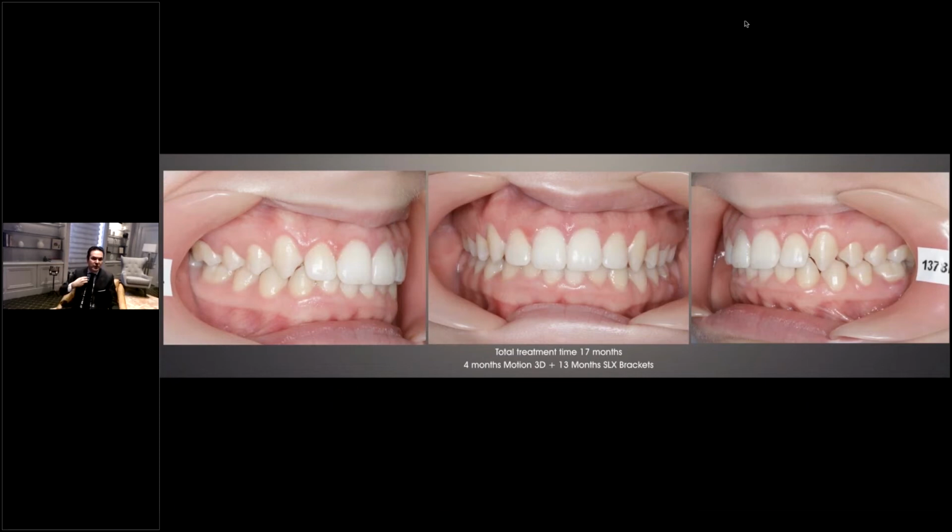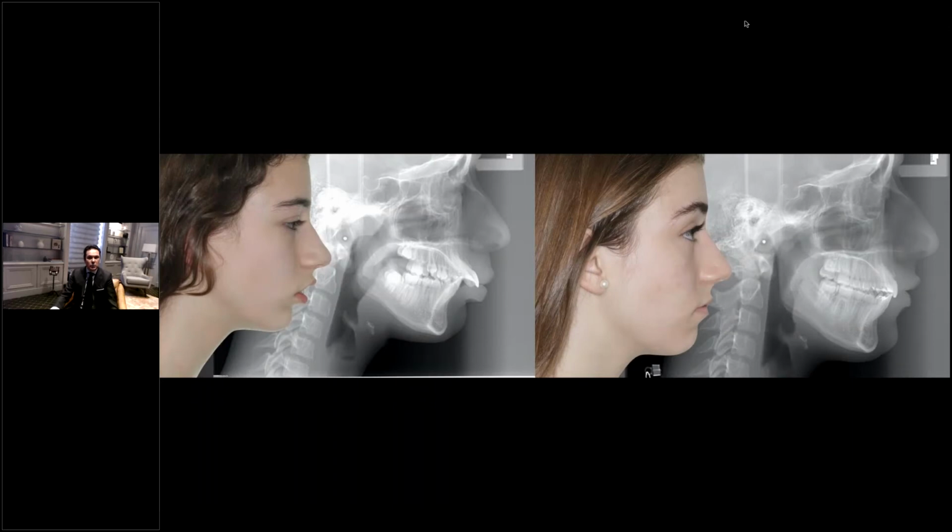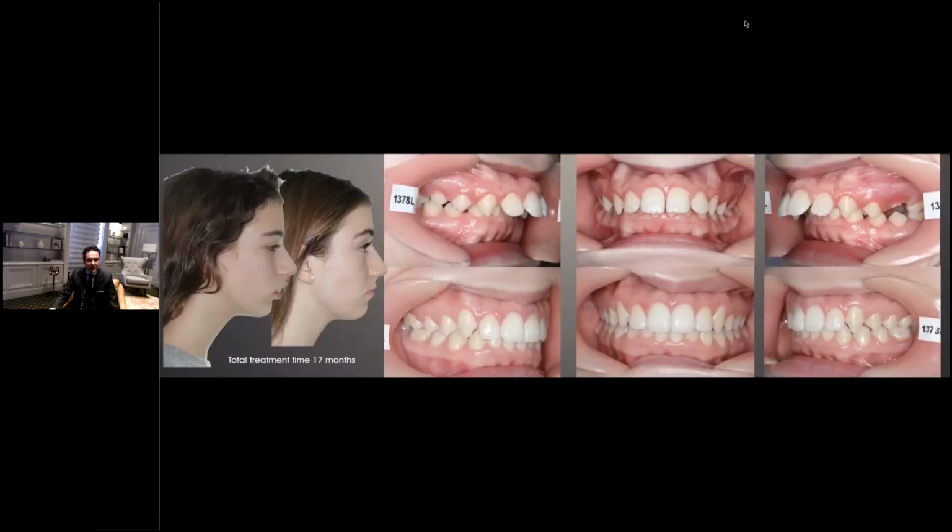This particular case was 4 months with the motion appliance and 13 months of SLX brackets. And the beautiful patient now has a nice relation between the mandible and the maxilla, the nose is balanced, the upper lip is nice, the girl is in good condition, and the airway of the patient is also beautifully exhibited, which is also very interesting.